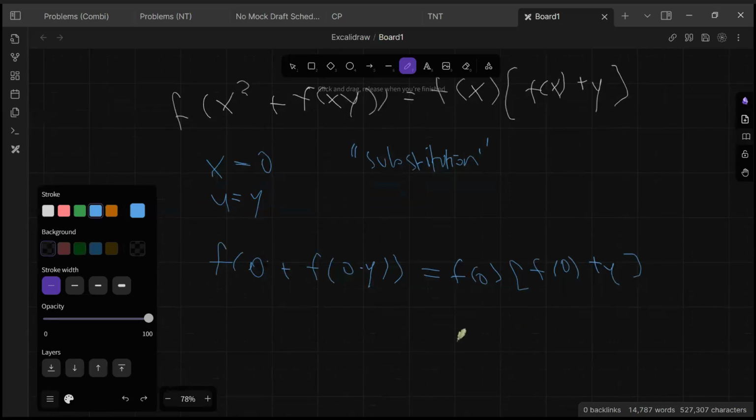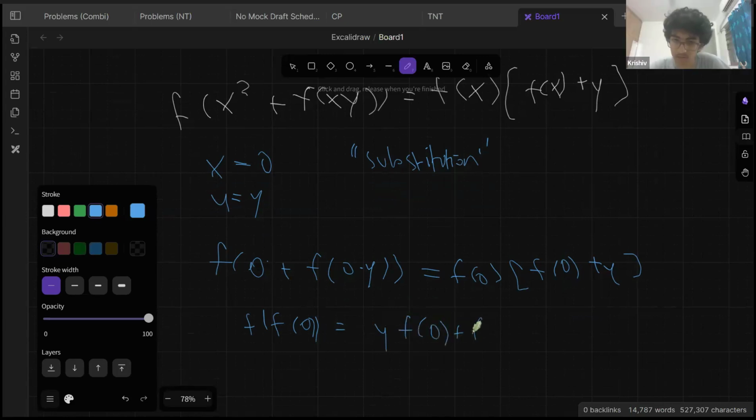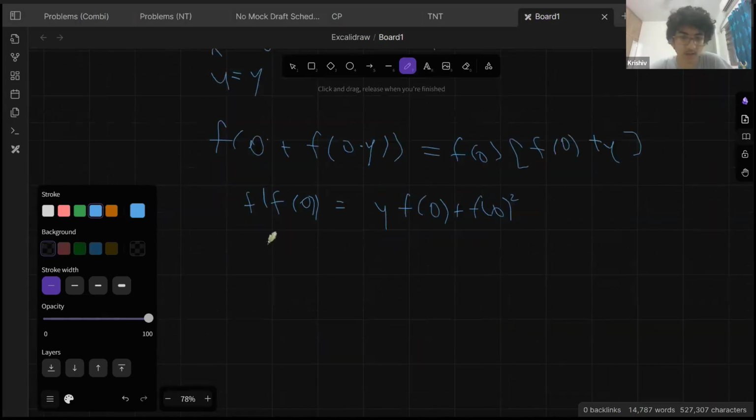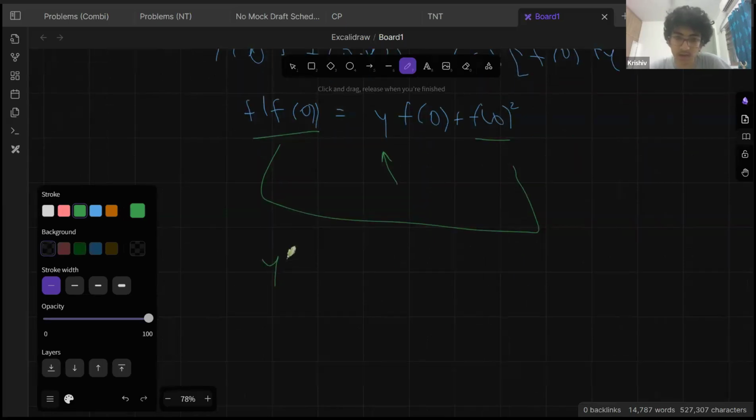LHS is f of 0, which is constant. RHS also has to be constant, and the only way for that is if f of 0 is 0. Yeah, that's right. So this is constant, right? And this is also constant. But y is variable. And the only way y can be variable and these things are constant is that this thing also has to be constant.